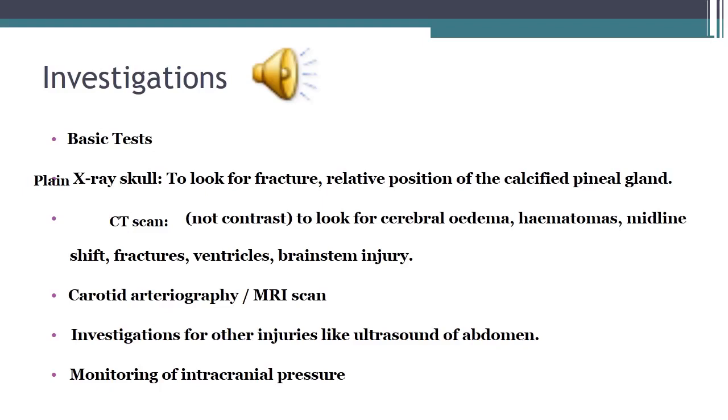Investigation for other injuries includes abdominal and pelvic ultrasound. Also, we can do a skeletal survey, cervical X-ray, lumbar X-ray, dorsal X-ray, and X-ray of the pelvis and femurs for any hidden fracture. Of importance is monitoring of the intracranial pressure.